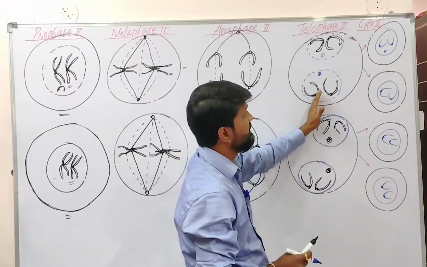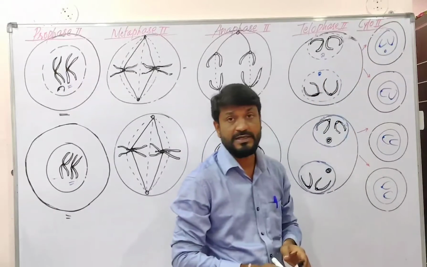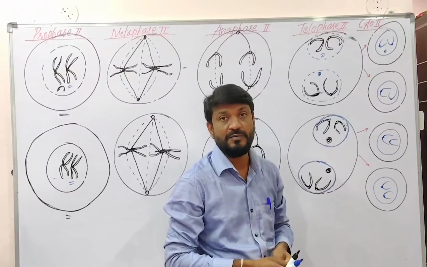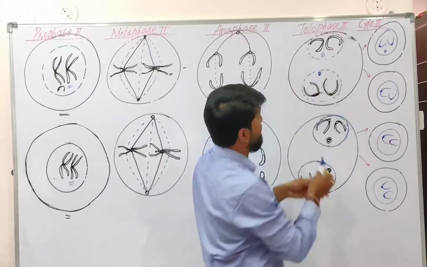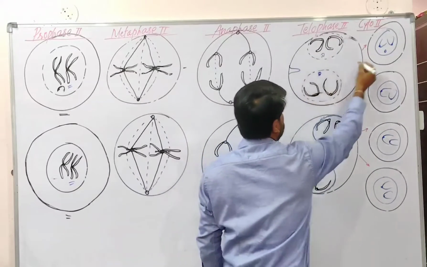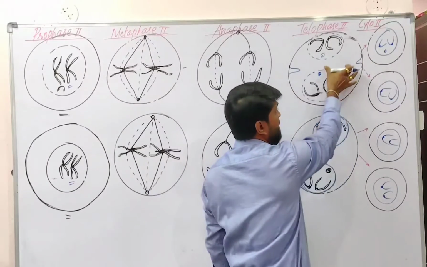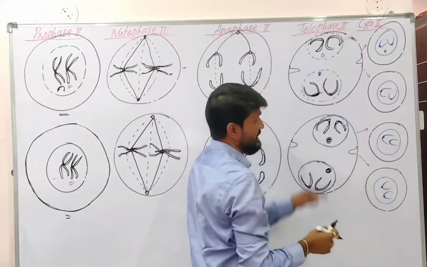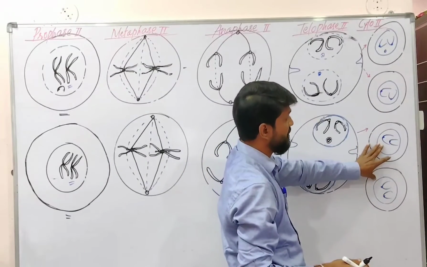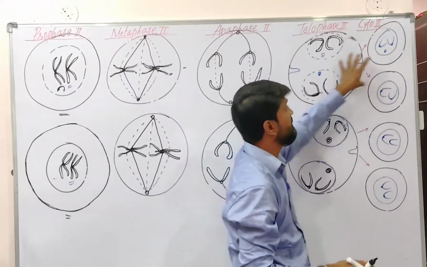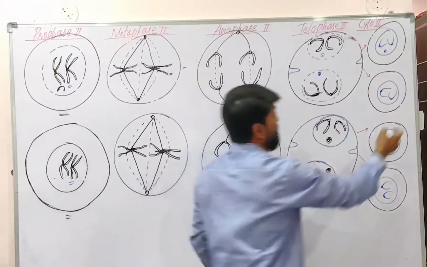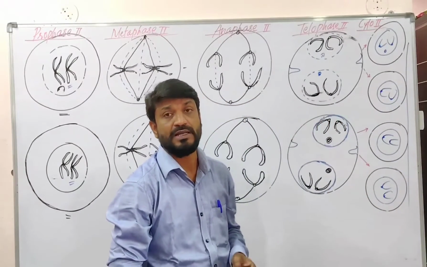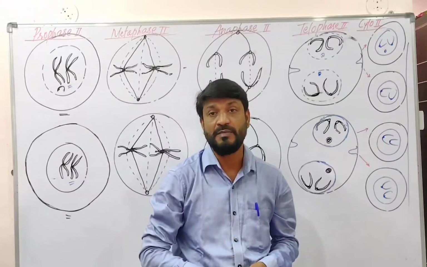After karyokinesis 2, students, there will again be cytokinesis 2, and we know during cytokinesis 2 there will be division of cytoplasm. Here there will be division of the cytoplasm in plant cells by cell plate formation, and in animal cells by cell furrow formation. The second cell also will be divided into two cells, and in this way there will be formation of a total of 4 daughter cells. Okay. So again, cytokinesis is very similar to the cytokinesis of mitosis.